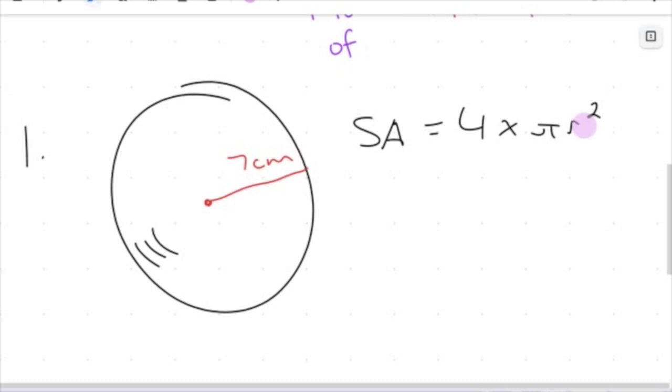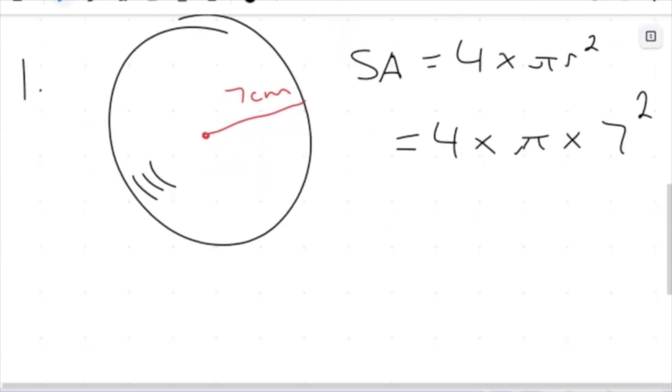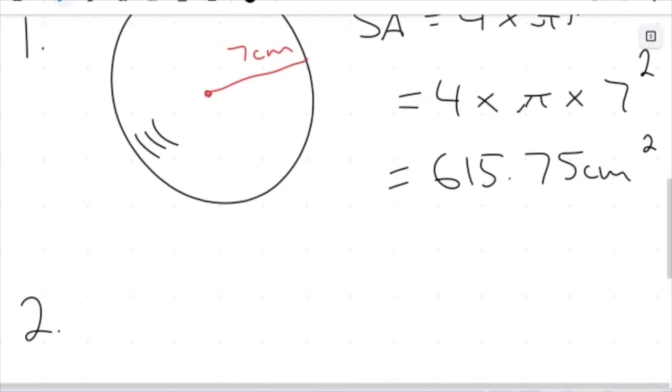Now, I need to find the area of this circle, so I'm going to substitute my radius into here. So, my surface area becomes 4 times pi, times my radius of 7 centimeters squared. And if I pop that into my calculator, round it off to 2 decimal places, I will get that this is 615.75 centimeters squared. Okay, perfect. Now, let's do one more question here.